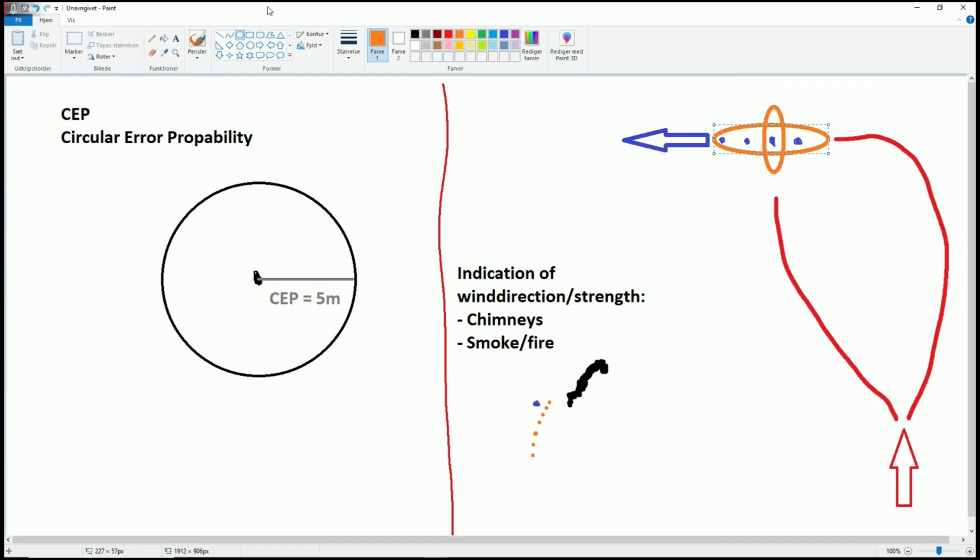Before we start the actual weapons employment lessons, I want you to understand something about the theory: how you aim a weapon, and why a munition, a rocket, a cannon round does not always land where you aim it.